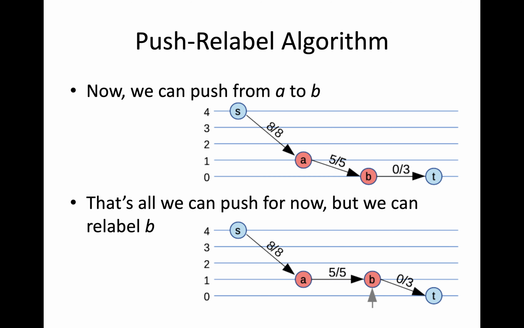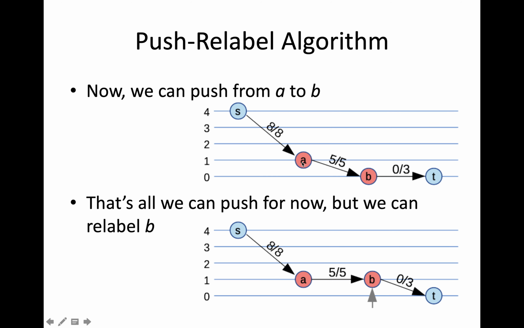My picture shows A had 8 flowing in and 0 flowing out. I've got enough, so it's overflowing by 8. I've got plenty to saturate this edge, and now I'm pushing 5 units to B. And notice A and B are both overflowing now. A has 8 flowing in and 5 flowing out. B has 5 flowing in and 0 flowing out. All right, so we're simulating the generic push-relabel algorithm. What can we do at this point?